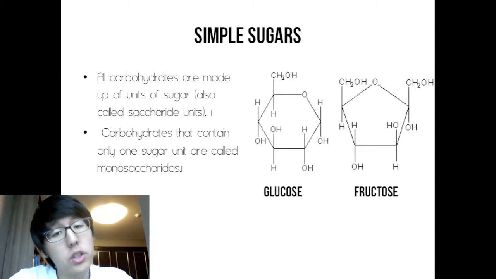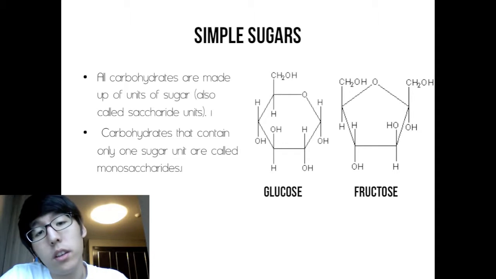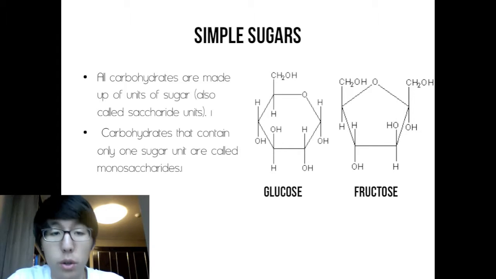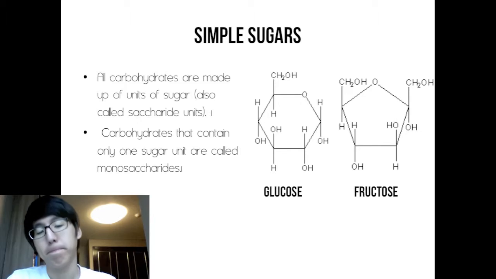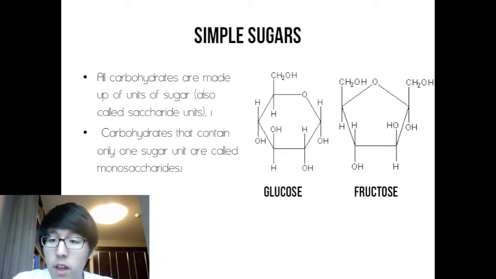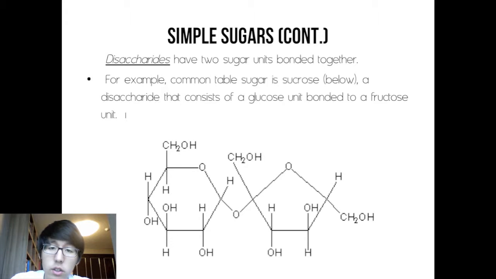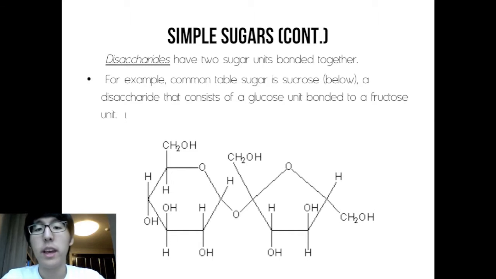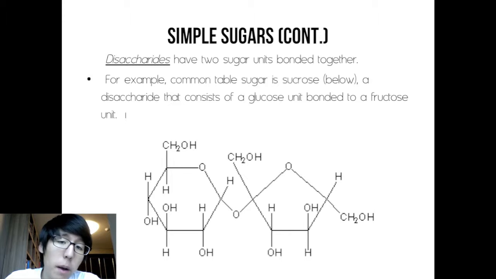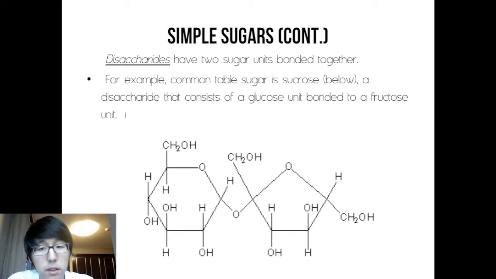Glucose, so in the picture on the right, it gives the different bonds between oxygen and hydrogen to make glucose, as well as fructose. You can check that out. And disaccharides have 2 sugar units bonded together. So with that in mind, common table sugar is sucrose, which is pictured below, a disaccharide that consists of a glucose unit bonded to a fructose unit. So that's the bond between the two with an oxygen.